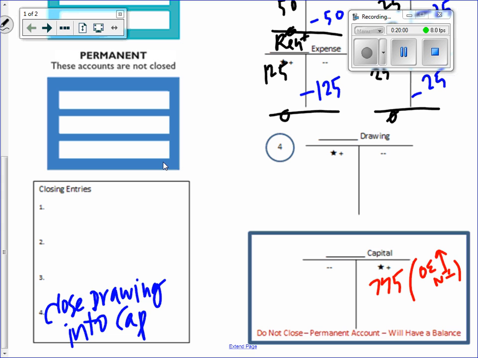I will get my numbers right this time. Let's say Mars is the owner. So Mars, comma, drawing, Mars, comma, capital.